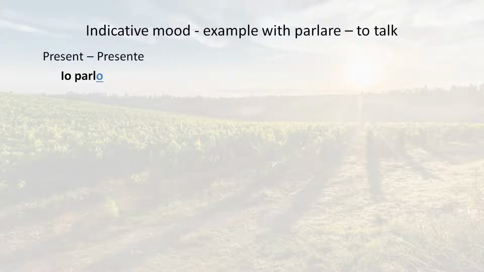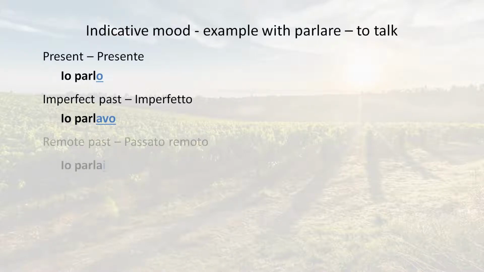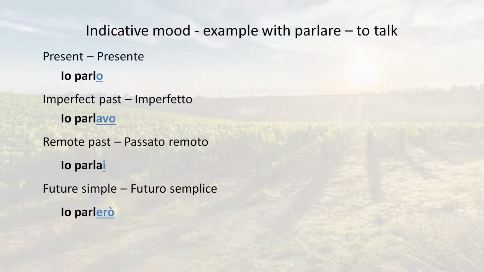Io parlo. Imperfect past for incomplete actions in the past. Io parlavo. Remote past is for past events that happened a long time ago. I don't really see the point in this tense, but anyway. Io parlai. Future simple. Io parlerò.